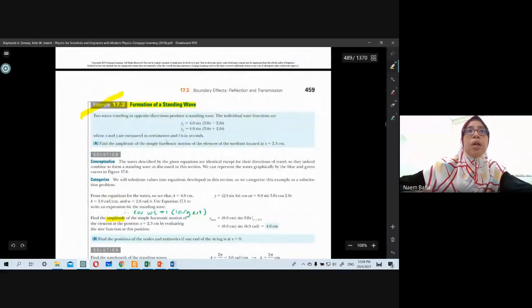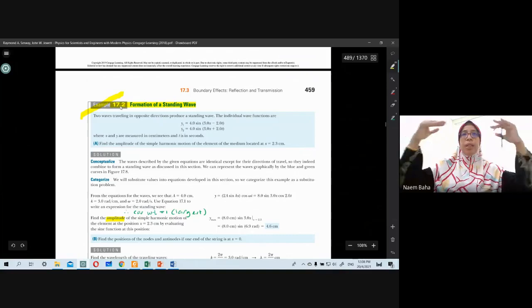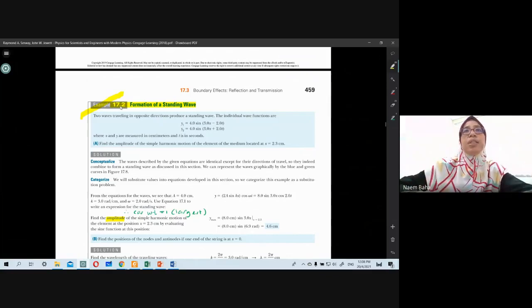All right. Okay, let's have a look at the first example here, 17.2. Two waves traveling in opposite directions, like such, produce a standing wave. You can see the opposite here. This is to the right, this is to the left. Individual wave functions are as given. Find the amplitude. Now, you might be tempted to just put 4 plus 4, but that's not going to happen.